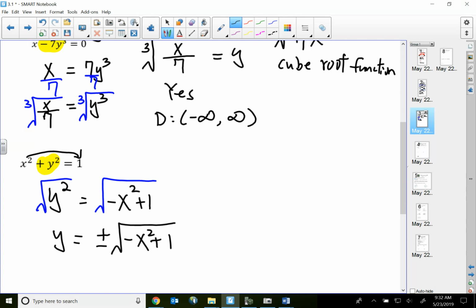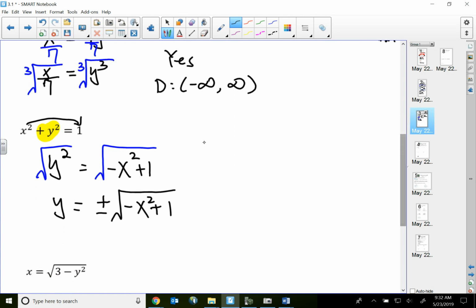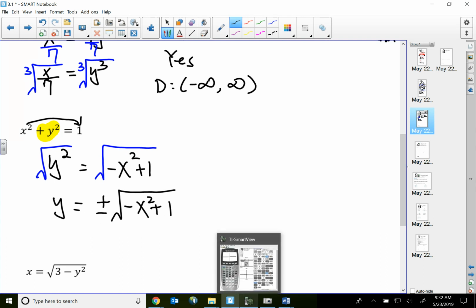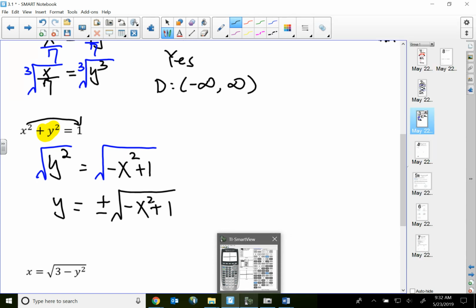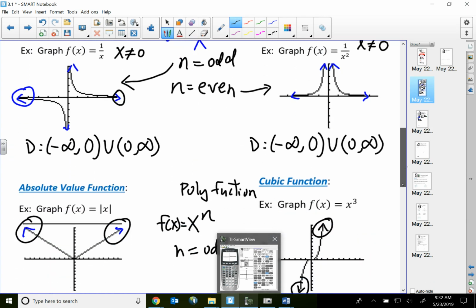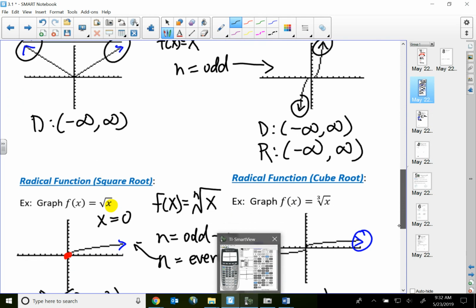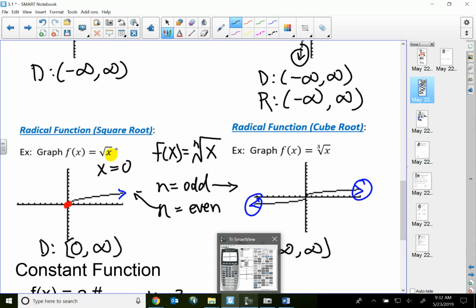So basically what I got myself here is actually two different answers. One of them is y equal to positive square root of negative x squared plus 1. The other one is a negative one. So this is not a square root function because I actually have a square. This is not the typical square root function because my variable is not just simply an x, it's actually x squared.